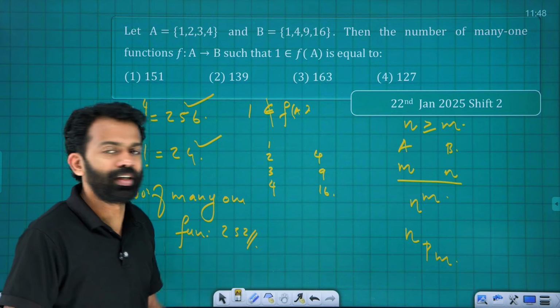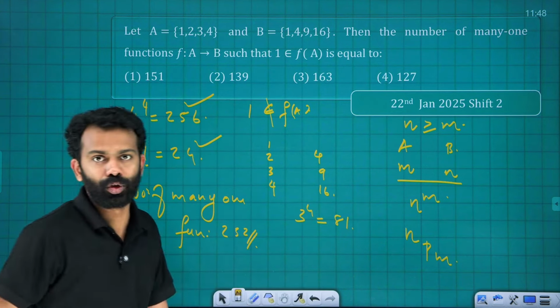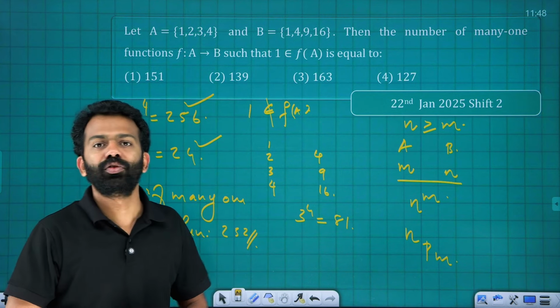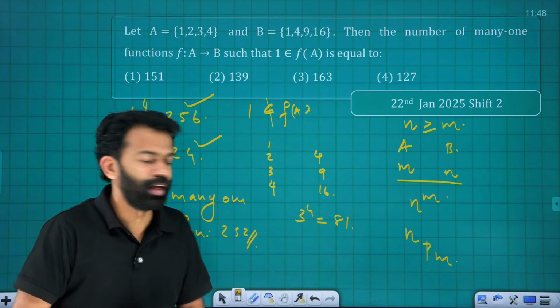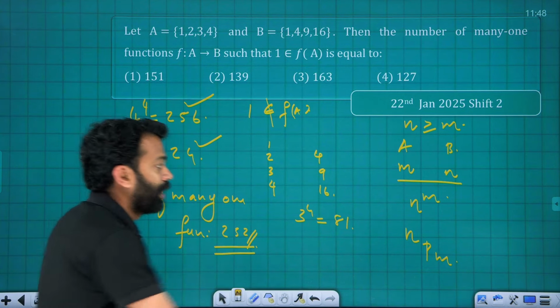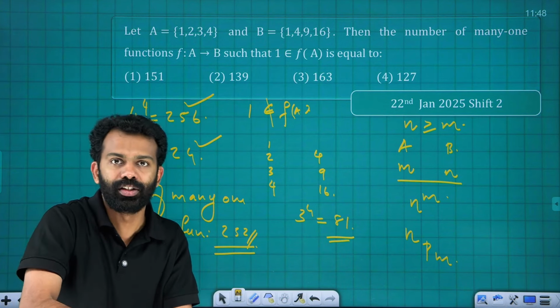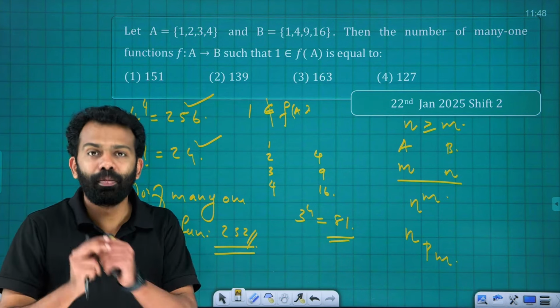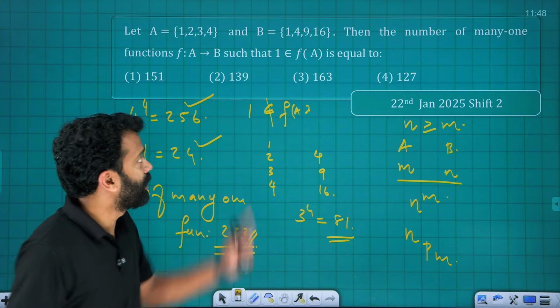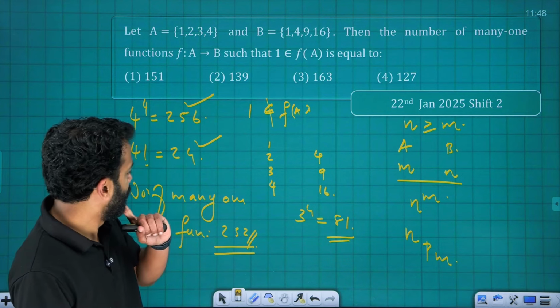So how many functions are here? That is 3 raised to 4, that is 81 functions possible, and all of those 81 functions will be many one functions. So the number of many one functions is equal to 232, and the number of many one functions where 1 is not an element in the range is 81. So the number of many one functions where 1 is an element of f of A is 232 minus 81, that is 151.